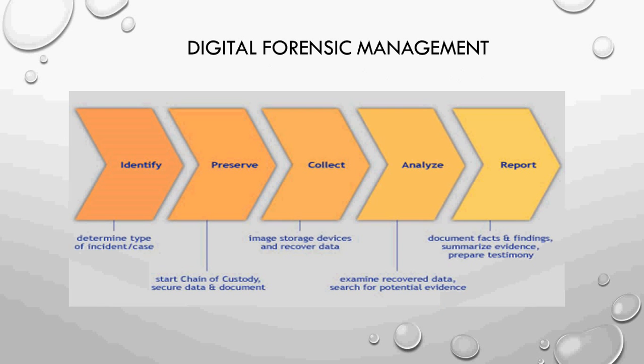Moving on further, there are various cycles or steps in digital forensics. First of all, identification of the case, whether the case is of source code theft, whether data is stolen or data is altered. So first of all, we need to identify which type of case we are investigating. Secondly, we need to preserve all the documents. We need to secure all the data and evidences at the crime site. Third, we need to collect all the images of storage devices and recover all the deleted data from the computer.